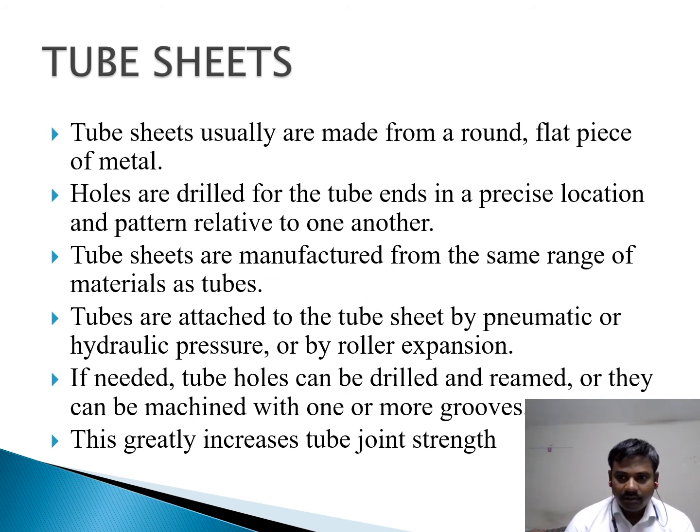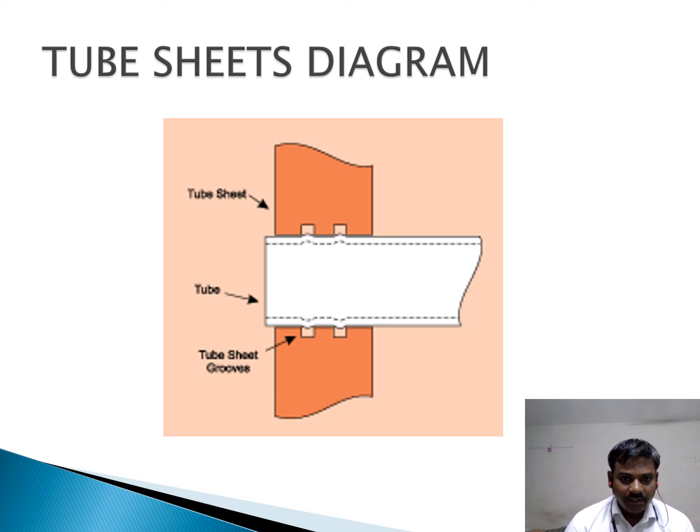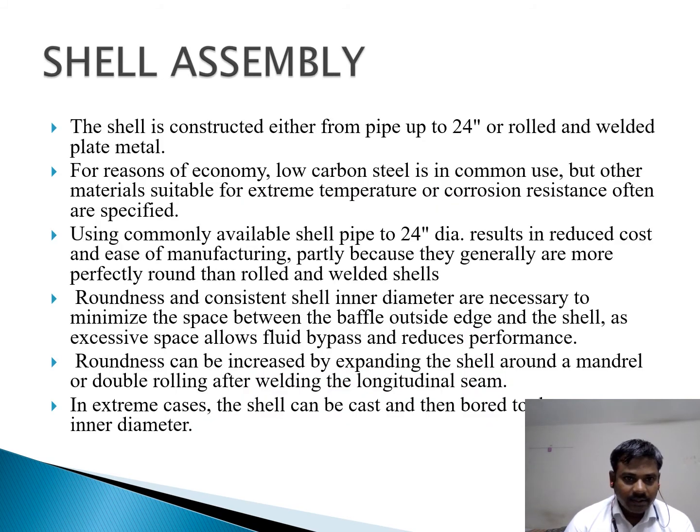Then the tube sheet. Before going to the tube sheet, I will be showing you the diagram of the tube sheet. So this is the tube sheet diagram. This is the tube, which will be surrounded by the sheet that we call a tube sheet. So this is the general tube sheet, and this is the general assembly of the shell. As we discussed, the shell is the outer part of the tube.